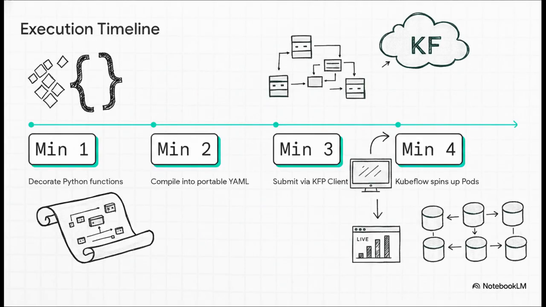Okay, so how do we bring all of this to life? Here is your execution timeline. First, you write and decorate your Python functions. Next, you compile that code into a portable YAML artifact. This is basically the blueprint of your entire pipeline. Then, you submit that YAML to your cluster using the Kubeflow pipeline client. From there, Kubeflow takes the wheel. It reads the YAML, spins up the necessary pods, passes data between the containers, and you just get to sit back and watch the live progress right in the UI.